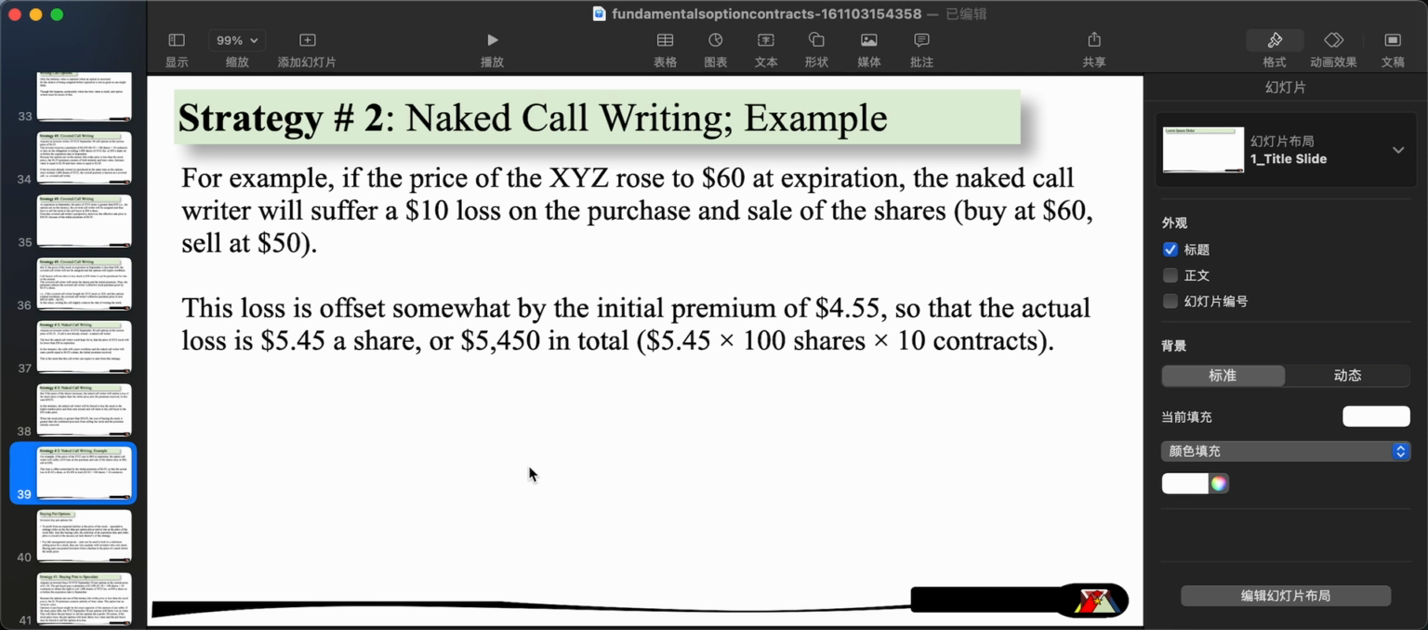That is scary. So that's why you need to be extremely careful when you're selling calls. And how do you get that number? $5.45 times 100 shares times 10 contracts.